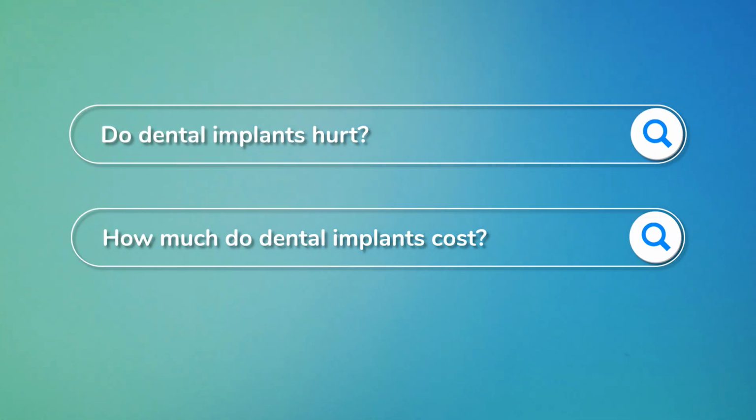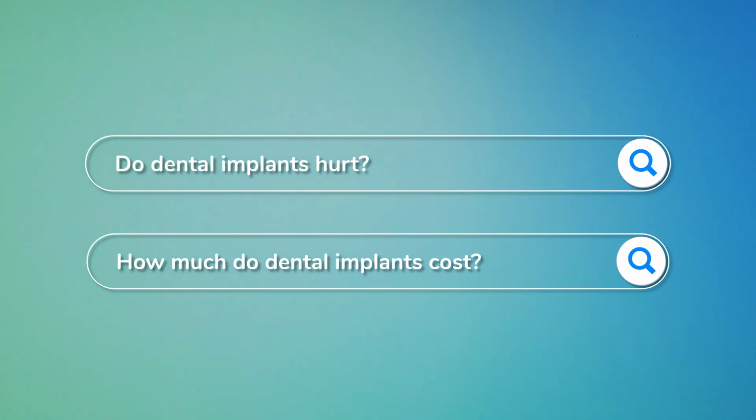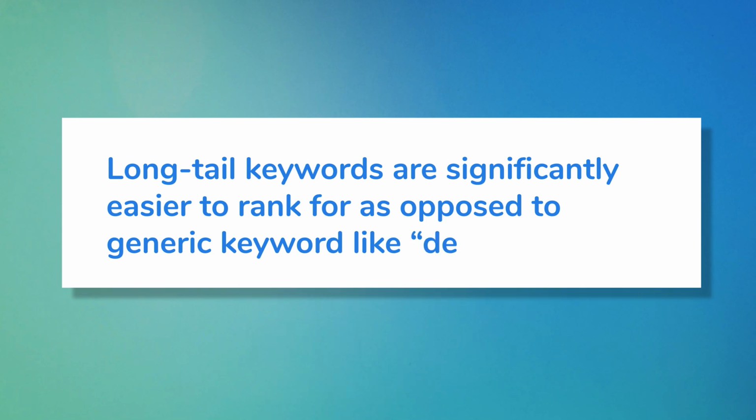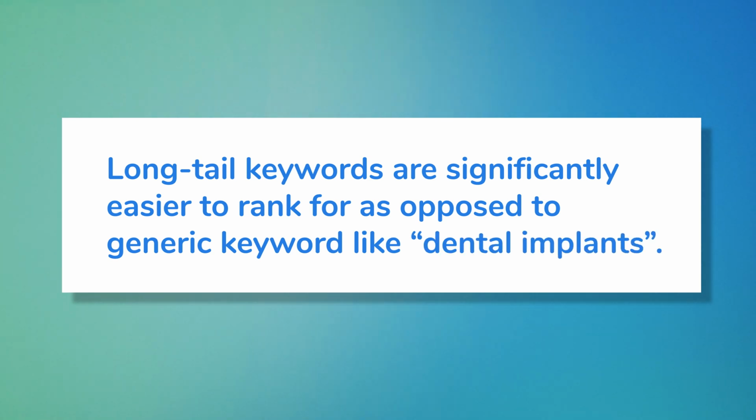As I mentioned earlier, when someone is searching for something like dental implants, their search inquiries aren't likely to stop just after typing in dental implants. It's very likely they're going to have more questions like, do dental implants hurt? Or how much do they cost? Now, these questions are considered to be long-tail keywords, and luckily for you, these questions are significantly easier to rank for as opposed to a generic keyword like dental implants.